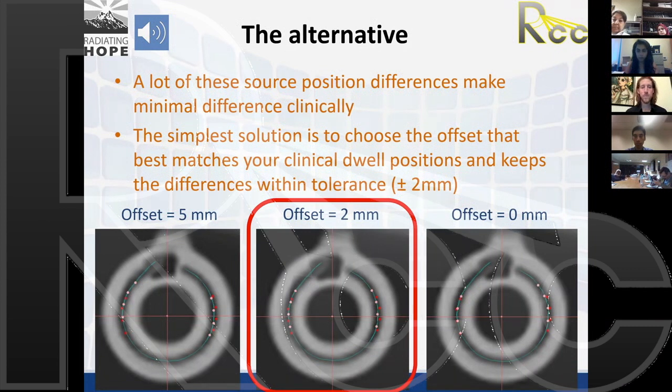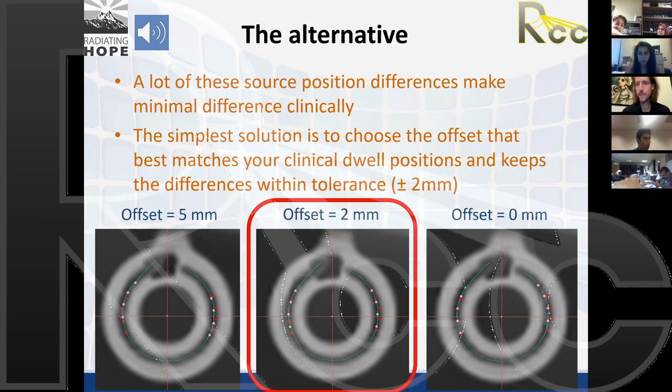So a simple solution that you could use, if you had no other option but to treat with a ring applicator without the applicator model, is to choose an offset that best matches the clinical dwell positions that you need and also keeps the differences between the clinical and the plan dwell positions within a tolerance of around 2 millimeters. So in the case that we've been looking at in the past few slides, my choice would be to use an offset of 2 millimeters that keeps our planned dwell positions relatively close to what our actual dwell positions should be.